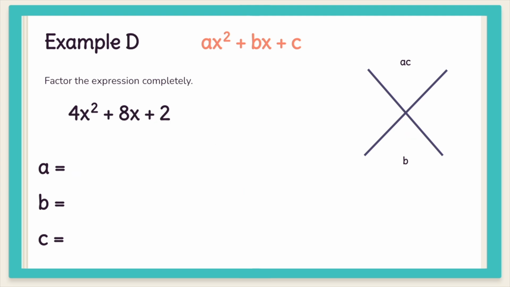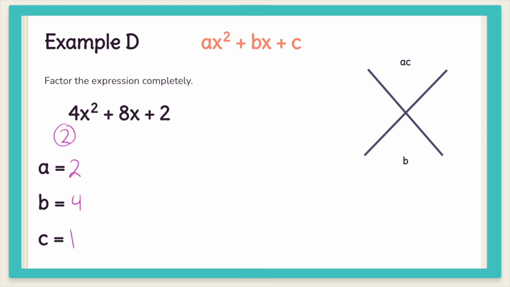All right, we've got example D here where we're going to factor the expression 4x squared plus 8x plus 2. But before we begin with just our multiplying, we can see that we have a greatest common factor that can be pulled out of here. Because 4x squared, 8x, and 2 can all be divided by 2. So I'm going to set that aside as my greatest common factor. 4 divided by 2 is 2. That's going to leave me with 2 here for A. 8 divided by 2 is going to give me 4. That's going to leave me 4 for B. And 2 divided by 2 is going to give me 1 for C.